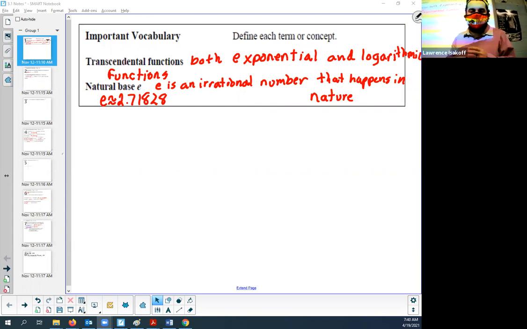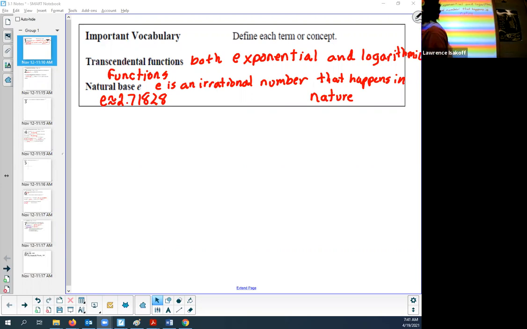A lot of times when we start examining patterns in nature, we see this number e fall out of it. Just like when we examine a circle, pi keeps showing up because if we take the circumference divided by the diameter, every single time it's pi. With certain aspects of nature, e ends up the same way.